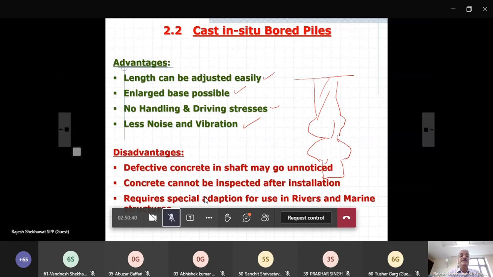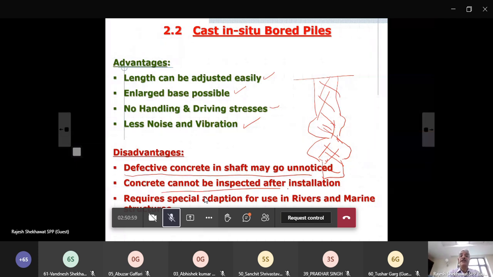But disadvantage is, as somebody has said, defective concrete in shaft may go unnoticed. If anything wrong has happened with concreting, segregation, bleeding, or anything else, you are putting concrete in a black hole. You are not able to see. Of course, some methods have been devised to see them, but they are still not, I must say, 100% foolproof.